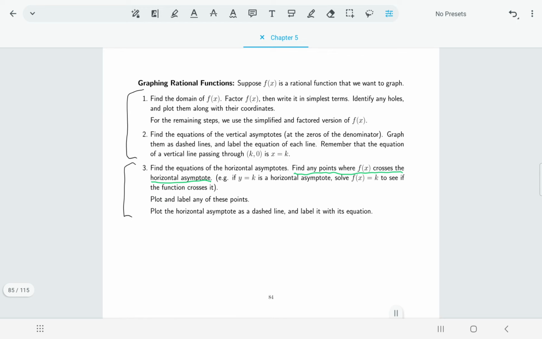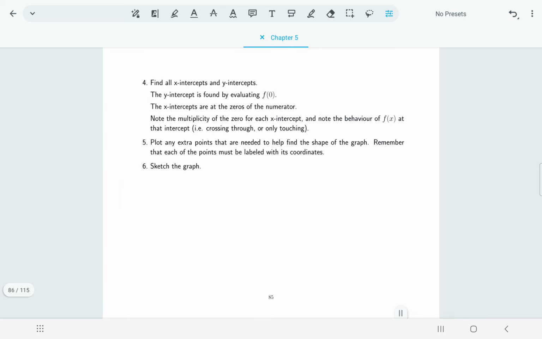You certainly do, though, need to find holes, vertical asymptotes, horizontal asymptotes, plot them all, and also label them all. The other thing that we'll need to do, of course, is find our x-intercepts and our y-intercepts. The y-intercept is always easy enough to find because, remember, for a y-intercept, you just let the x value be 0, and then for the y value, you're just going to put 0 into your function, and that will be how you'll find your y-intercept.